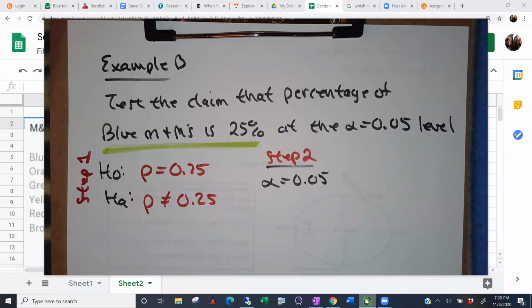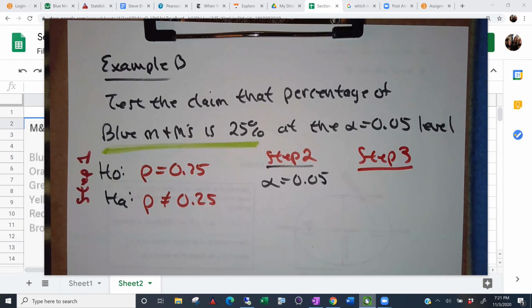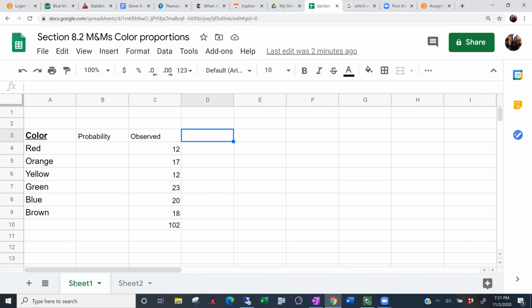Step three, we're going to have to input some data. And for that, let me look back at my sheet here. We had 20 blue M&Ms, so X would be 20, and then N would be 102. By the way, these bigger bags of M&Ms seem to be pretty consistent, around 99 to 102 M&Ms in those bigger bags, is what I've been getting anyways.